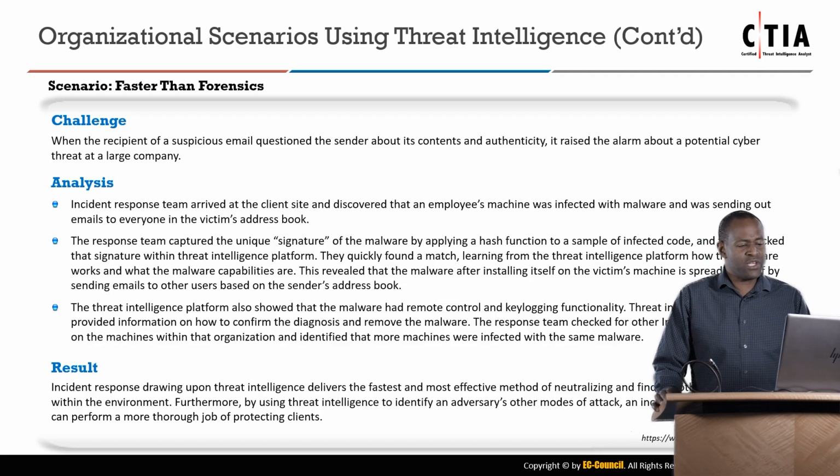So the analysis. The incident response team arrived at the client's site and discovered that an employee's machine was infected with malware and was sending out emails to everyone in the address book. Do you know anyone to whom this has happened? Have you received emails from a friend of yours and right away knew that their machine was infected? I've had that happen many times. Or I get a text from somebody and then I text them back saying, did you send the previous text? And they will respond usually, no, I didn't send that. Sorry, thank you. I think I'm infected, or something to that effect.